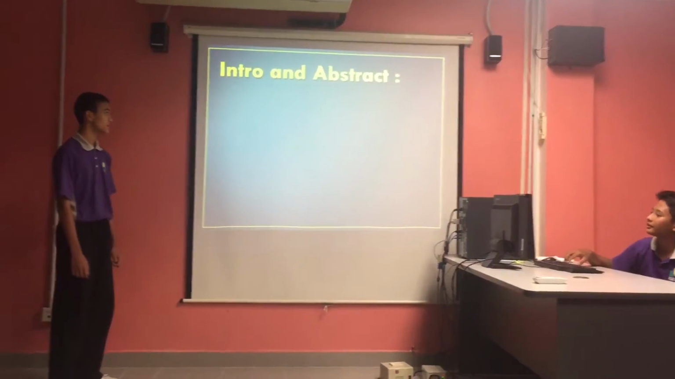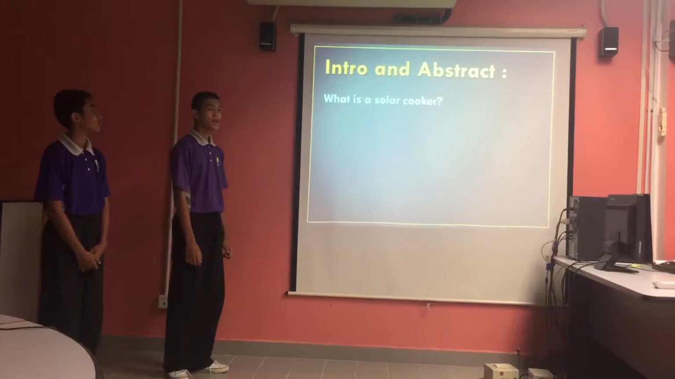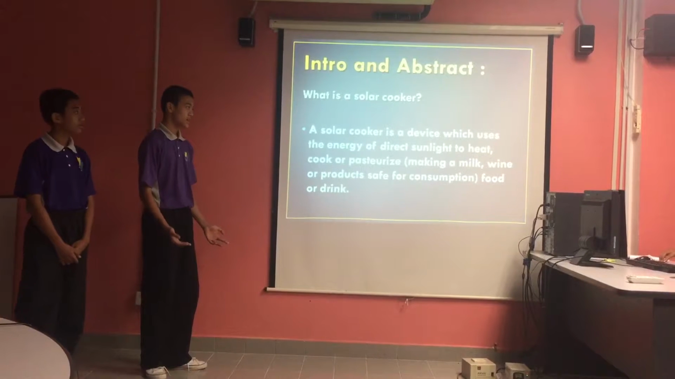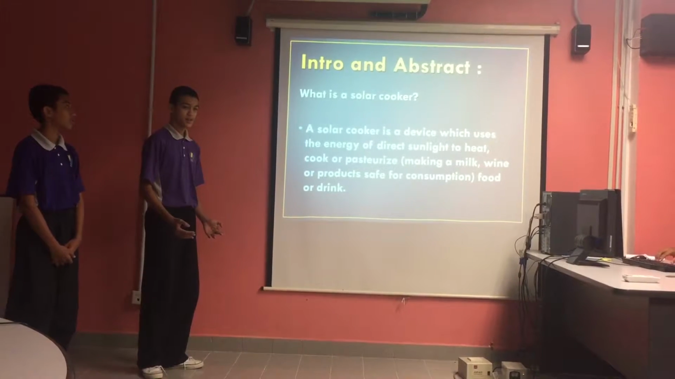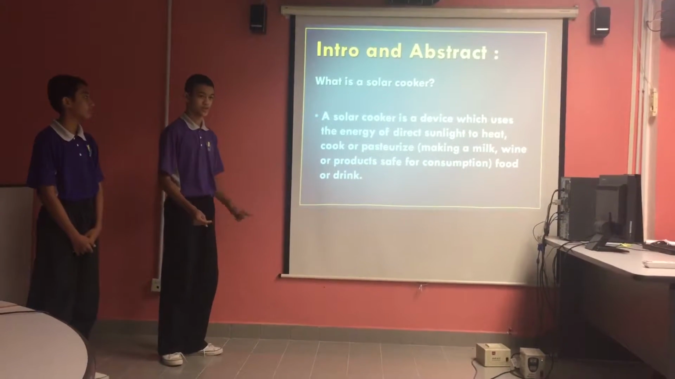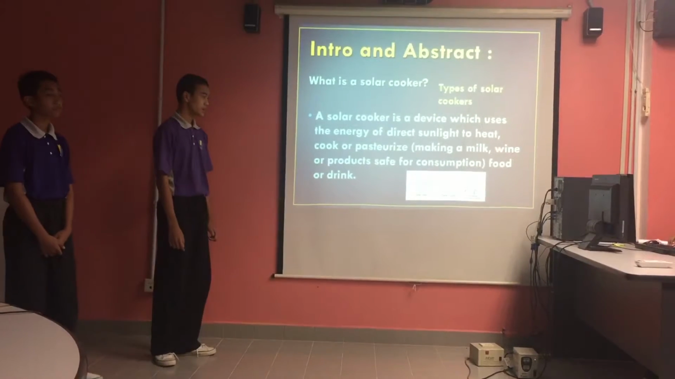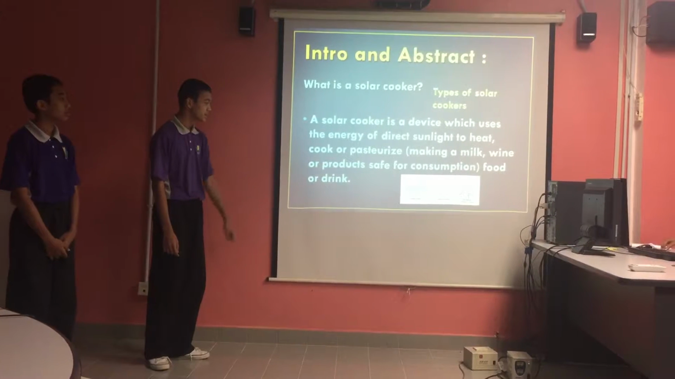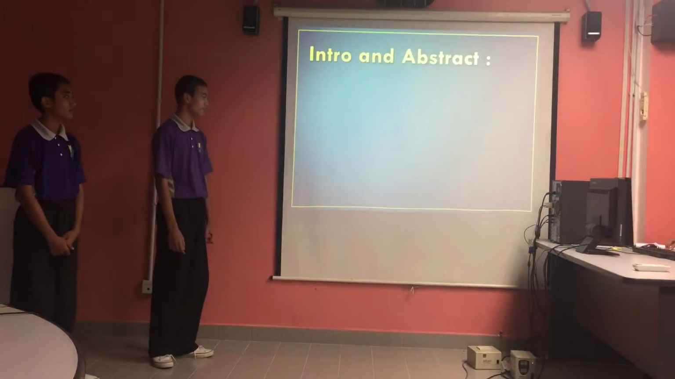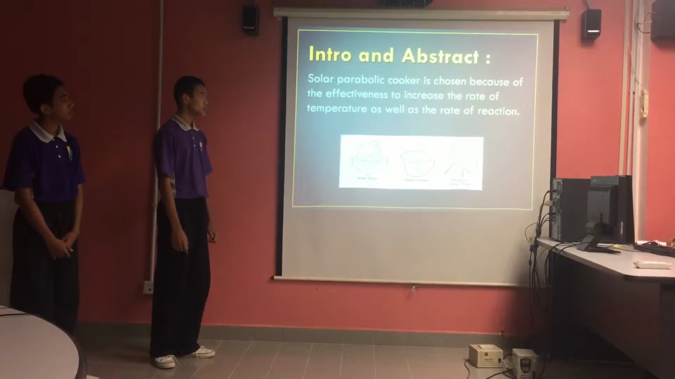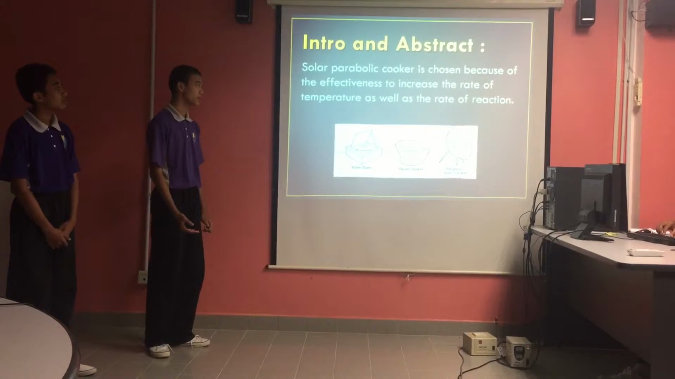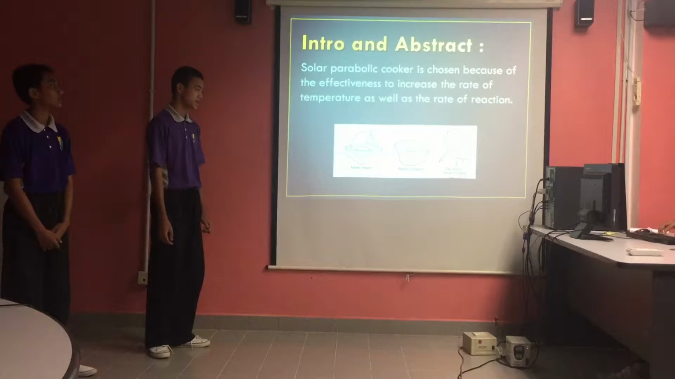Intro and abstract. What is a solar cooker? A solar cooker is a device which uses the energy from the sun to heat up food and cook or pasteurize food or drinks. These are the types of solar cookers. As you can see, there is a solar oven, panel cooker, and parabolic solar cooker. Solar parabolic cooker is chosen because of the effectiveness to increase the rate of temperature as well as the rate of reaction.